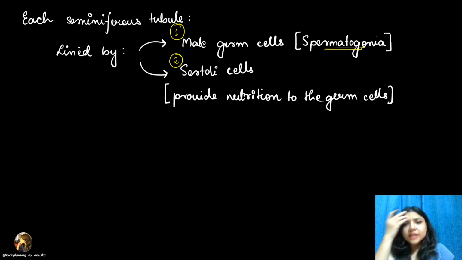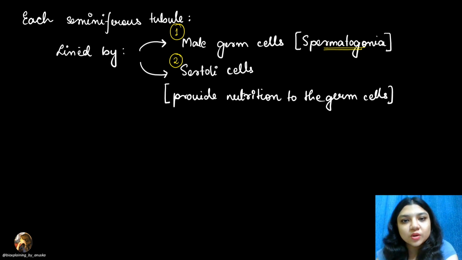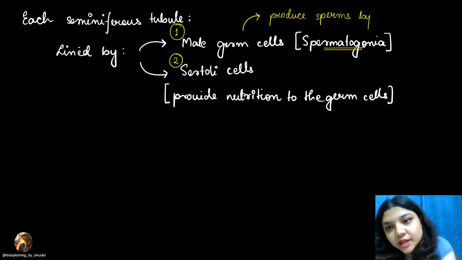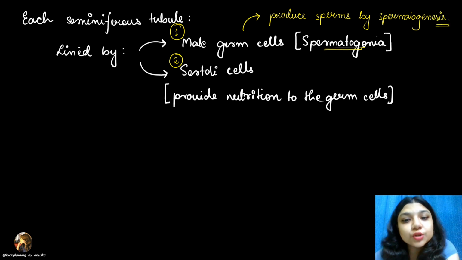Fine. Now, what is the function? The male germ cells, that is the spermatogonia, are the cells which will undergo the spermatogenesis process and they will produce the sperms, right? So what will they do? Their work is to produce sperms by spermatogenesis. Okay, and what is the function of the Sertoli cells? They will give nutrition, they will provide food for the germ cells.